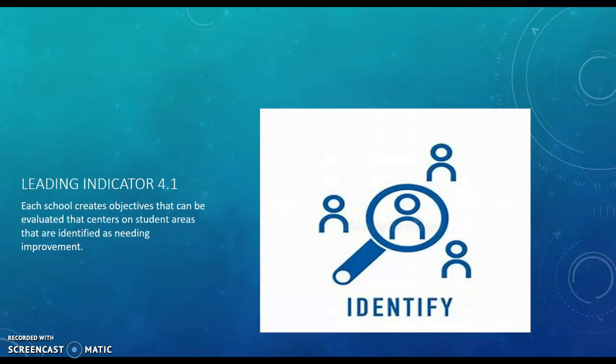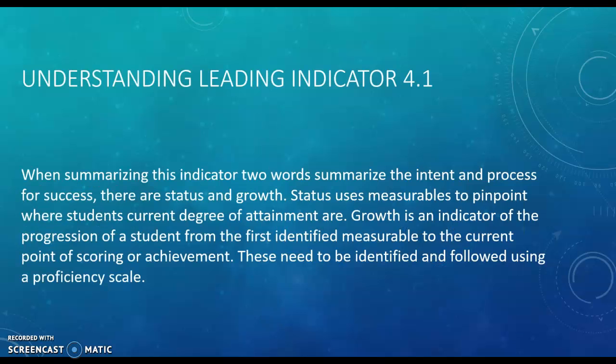Leading Indicator 4.1. Each school creates objectives that can be evaluated that centers on student areas that are identified as needing improvement. Understanding Leading Indicator 4.1. When summarizing this indicator, 2 words summarize the intent and process for success. There are status and growth.